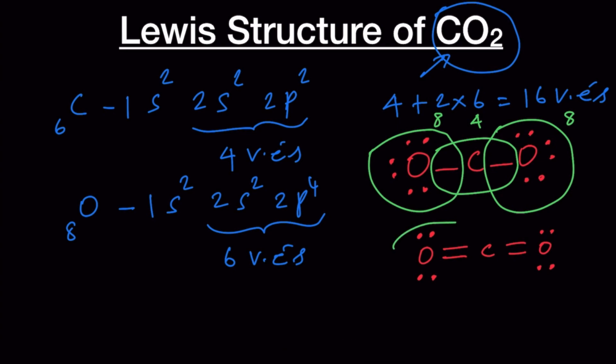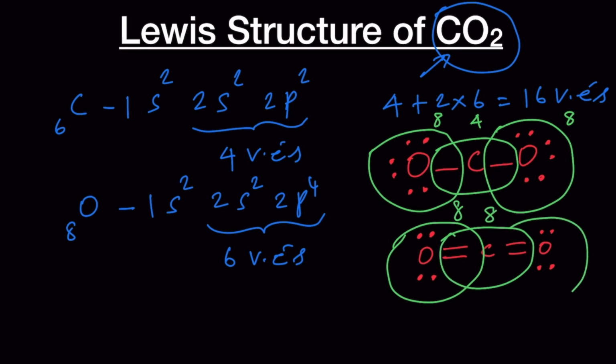Now, we have octet configuration for all the atoms, whether it is carbon or oxygen. All atoms are now satisfying the octet configuration, because for carbon we have 2 bond pairs on each side, 4 bonds in total. So, 4 times 2, 8. For oxygen we have 2 lone pairs and 2 bond pairs on both sides. Therefore, this is a preferred Lewis structure for CO2.